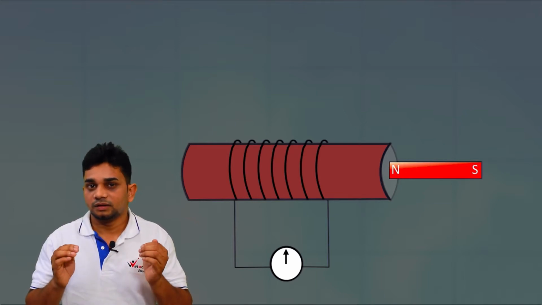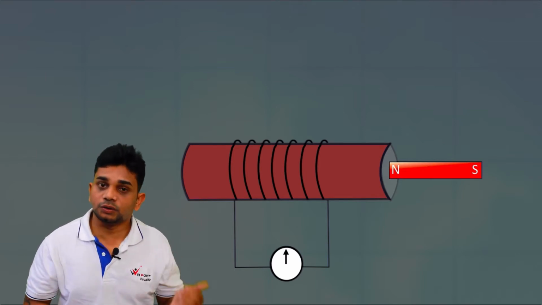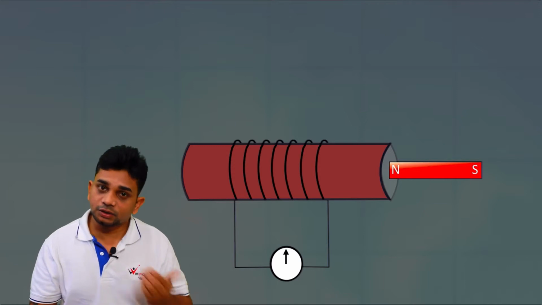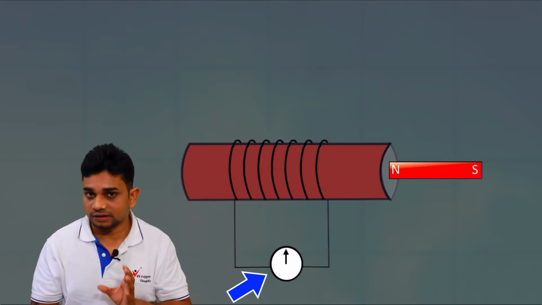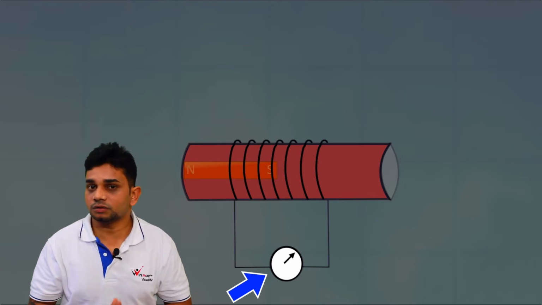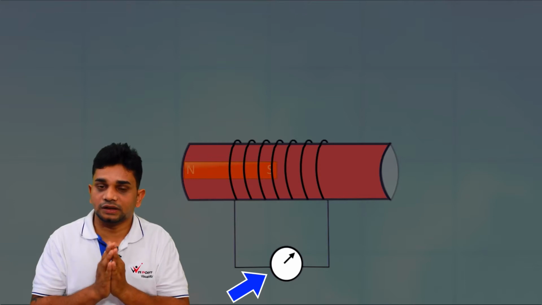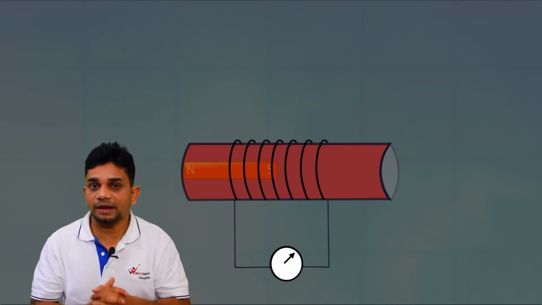When we are moving this magnet towards the coil, we are going to move this magnet into the coil. When we are moving that magnet into the coil, you need to observe the deflection. Here the deflection is opposite to the movement, right? So there is a production of electricity. That is the reason for this deflection, and the direction of this electricity is opposite to the movement of the magnet.